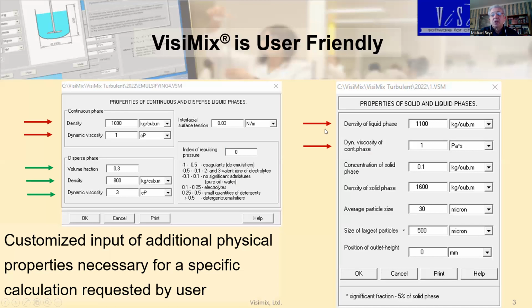On the right, we have the same universal properties which are identical for whatever calculations we want to do, but the other set of parameters shown with blue arrows is different. The point is that the input is customized for entering additional physical properties necessary for a specific calculation requested by users. So this customization allows the user to minimize time necessary for input and demonstrates user friendliness of our software.